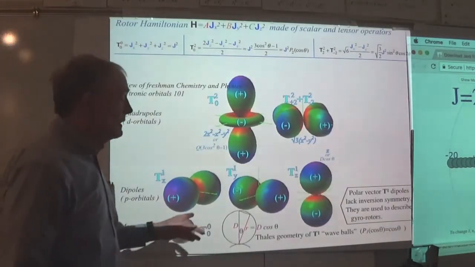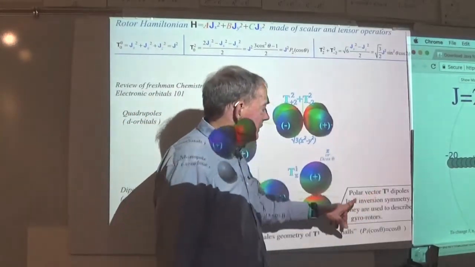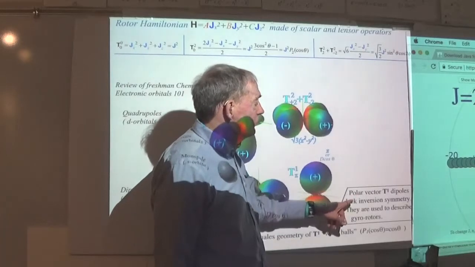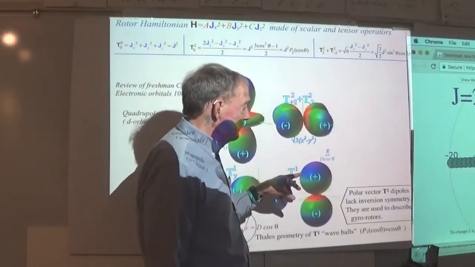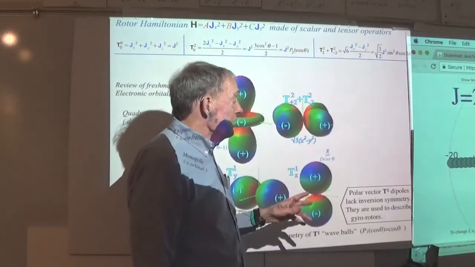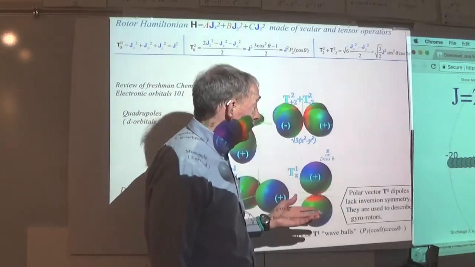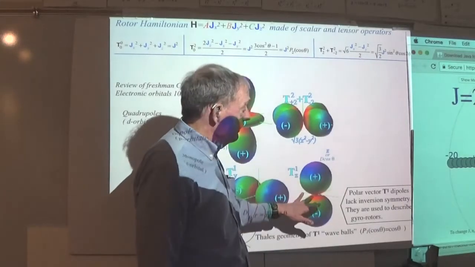Now, I should point out the polar vector, the dipole vector, lacks inversion symmetry. It goes minus when you invert it. And that means, because we're talking about angular momentum, it also breaks time reversal symmetry. So we don't use this one to start with here.